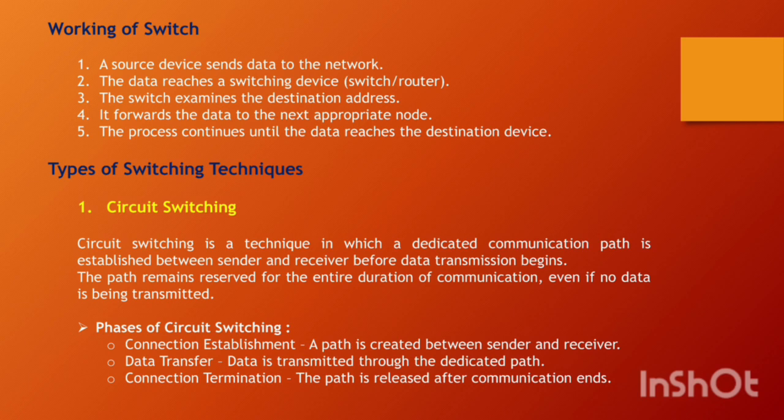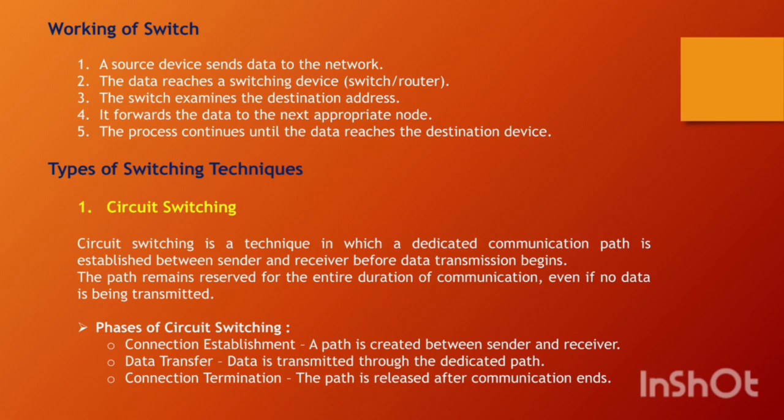The working of a switch involves several steps. First, a source device sends data into the network. The data then reaches a switching device such as a network switch. The switch examines the destination address of the data. Based on this address, it forwards the data to the appropriate device or the next node. This process continues until the data reaches the final destination device.